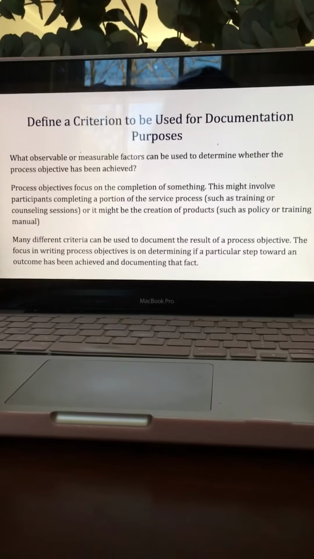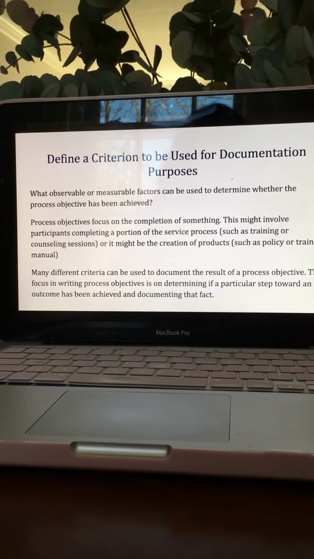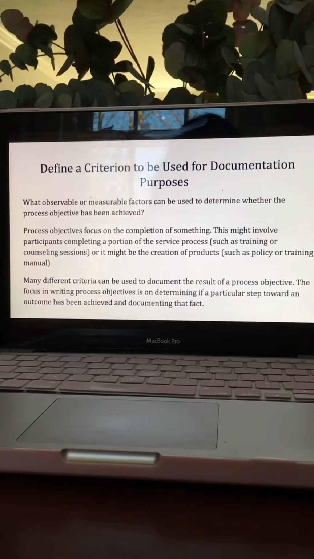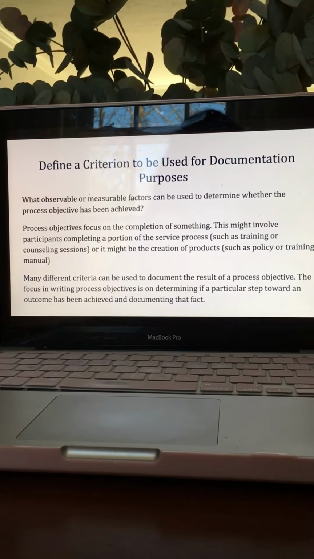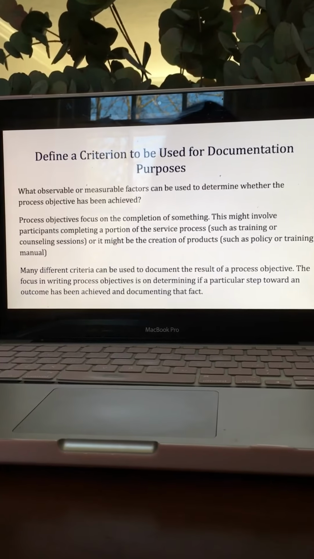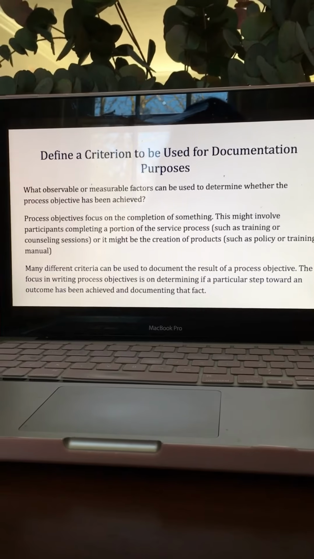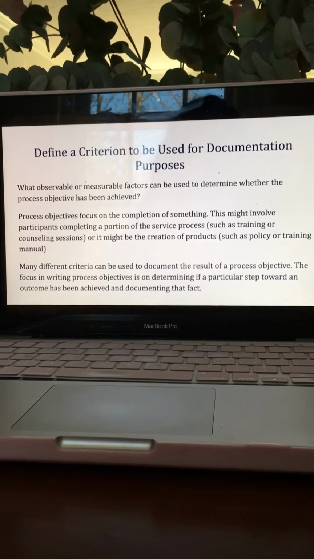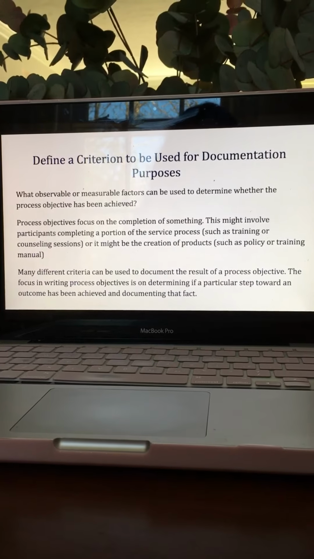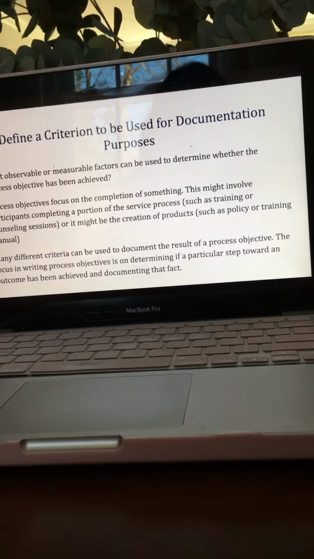So now we're going to talk about use for documentation purposes. So what observable or measurable factors can be used to determine whether the process objective has been achieved? So process objectives focus on the completion of something. So this might involve participants completing a portion of the service process, such as the training sessions we talked about before, counseling sessions. Or it might be the creation of products, such as policy or training manuals. So coming up with different policies for the intervention or a training manual.